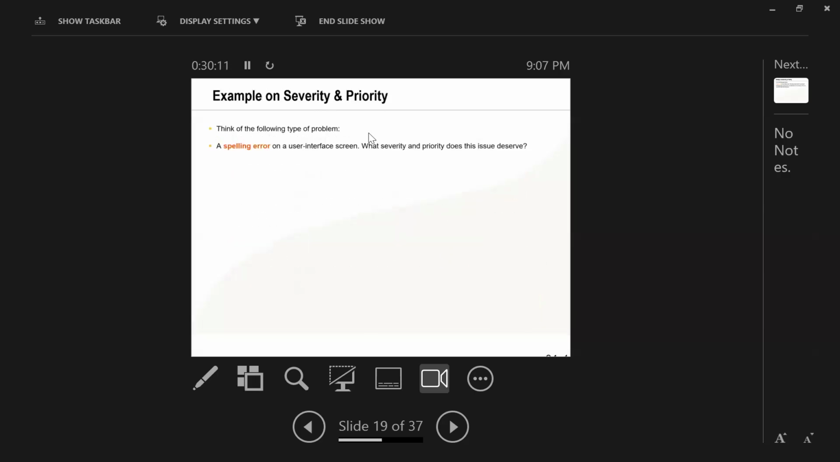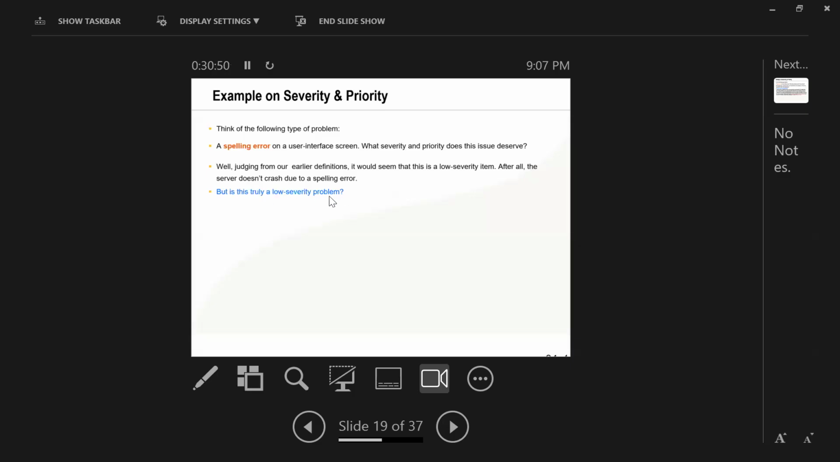And now examples on severity and priority. Think of the following problem: a spelling error on a user interface screen. What severity and priority does this cause, and how should this issue be resolved? Judging from our earlier definitions, it could seem that it is a low severity item, right? User interface, low severity. After all, the server does not crash due to the spelling error. That's what it is. Low severity.